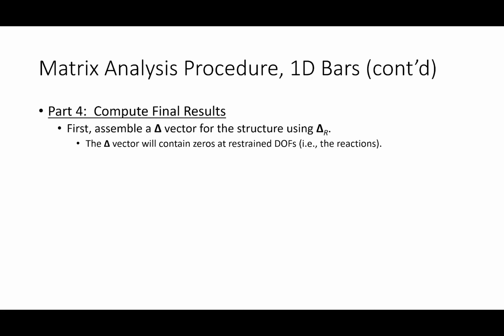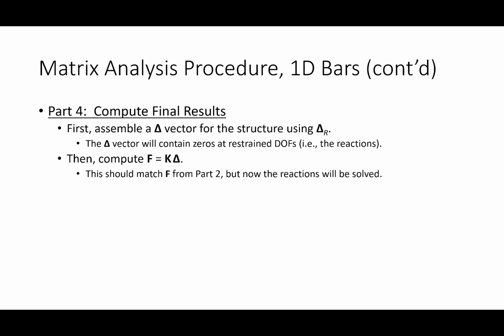But what we're going to do for the results is we're going to compute the reactions, then we're going to compute the element forces. The way that we compute the reactions is we just take the big old K times the big old delta again. And so we sort of recompute F. And if you recompute F, you should get the same answer as before, but where you had unknown terms before, now you're going to have reactions.